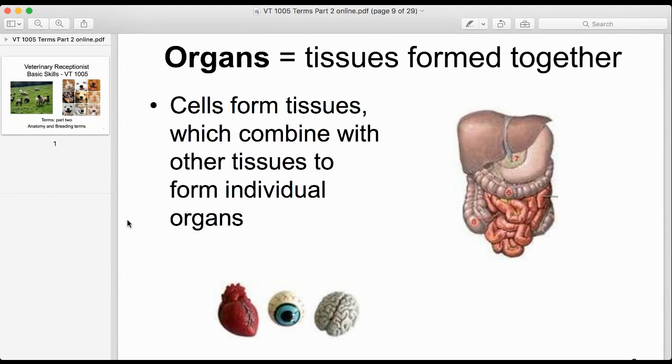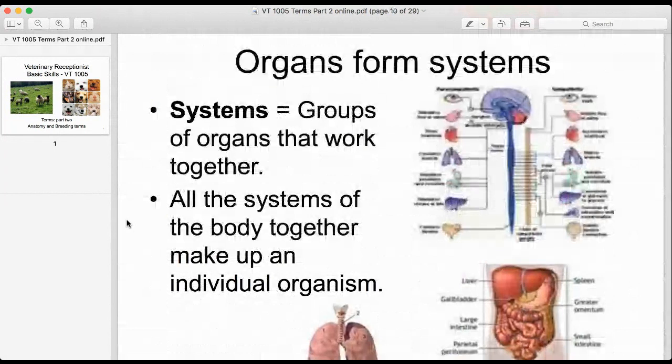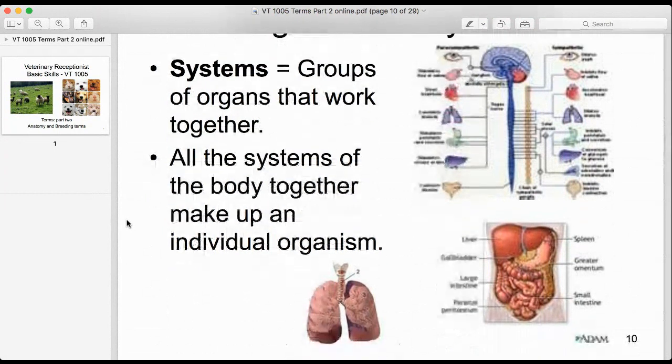And off to the right side, we have various organs representing the liver on the top. The kidney-shaped, or bean-shaped, is actually the stomach. Then we have our small intestines, the red loopy, ropey-looking area, and then the large intestine. So those are all different organs. But when organs come together, they form systems. Systems are groups of organs that work together. And I have a few systems represented here.